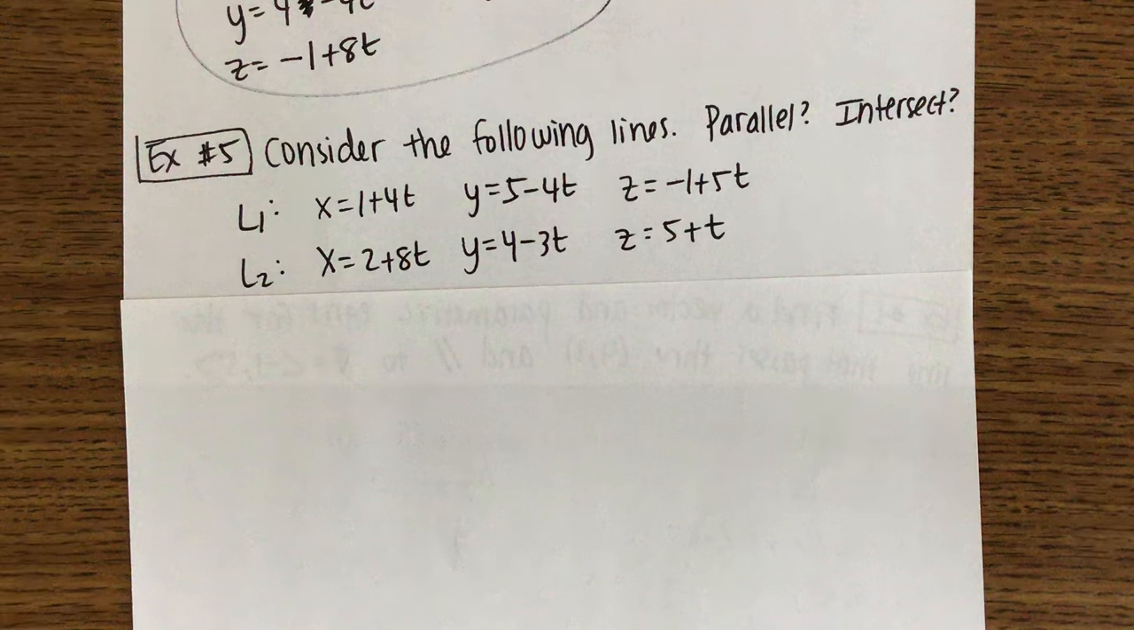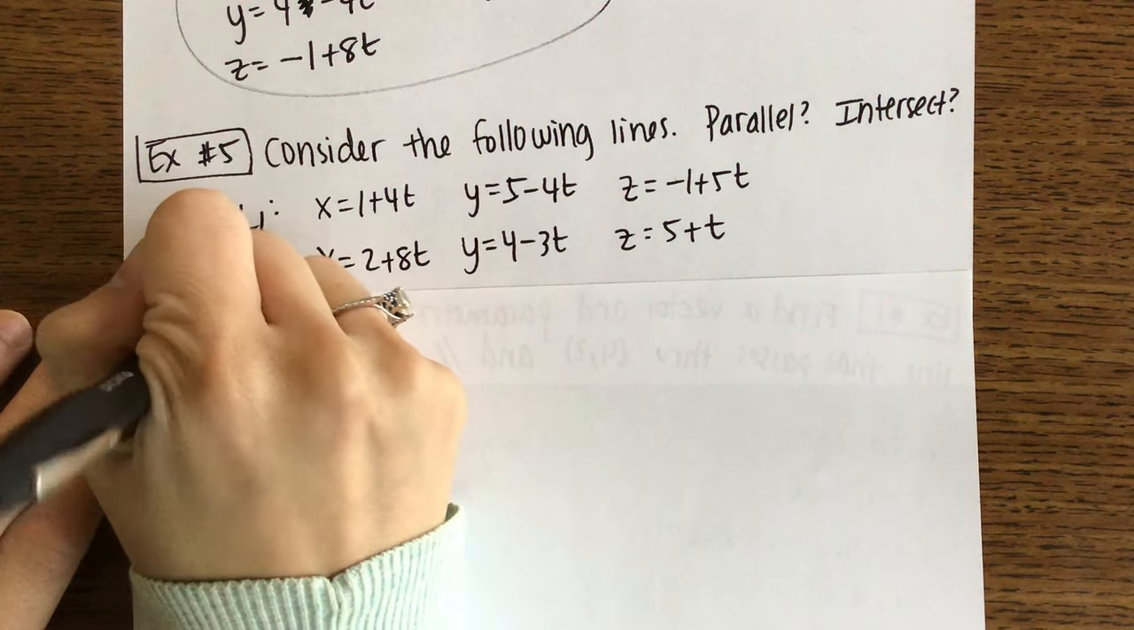What two pieces of information does a line give us, the equation of a line? Point and direction. So if the vectors are parallel, what are we going to look at? Point or direction? Direction. And what should be true of the direction? They have to be exactly the same? Scalar multiples of each other.